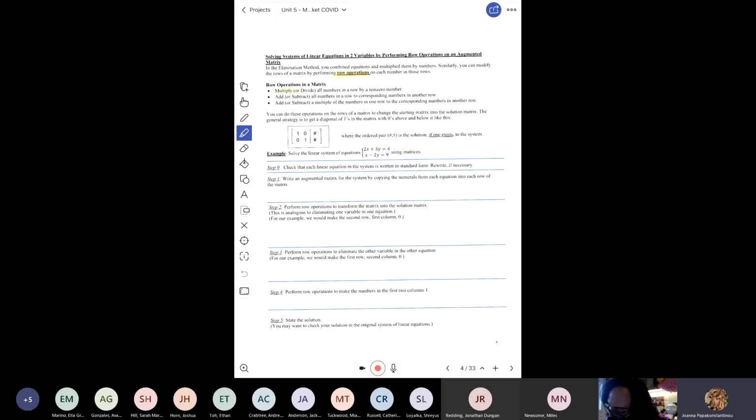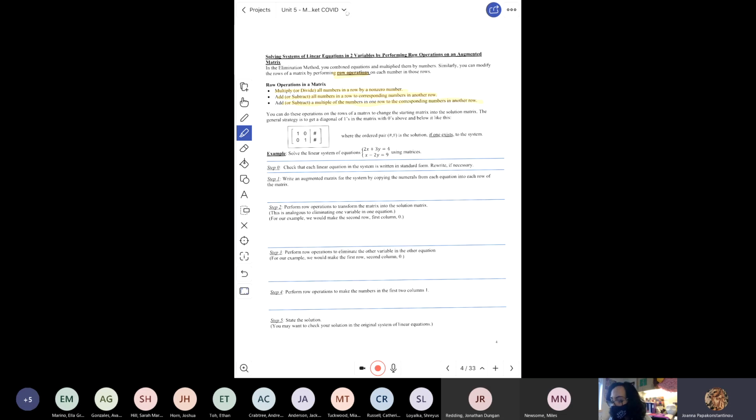Well, I could multiply or divide all numbers in a row by a non-zero number. Just multiply or divide the entire row by 2, or multiply the entire row by -1/3. Or I could add or subtract all the numbers in one row corresponding to the numbers in another row. That's what we did when we eliminated a variable. Or I could add or subtract a multiple, meaning I multiply one row by a number and then add or subtract, or multiply both rows by a non-zero number and then add or subtract.